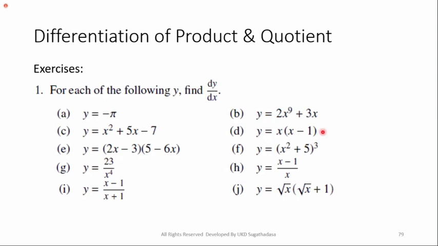y equals x squared minus x. X squared gives 2x, x gives 1. 2x minus 1. Up to D, very simple.